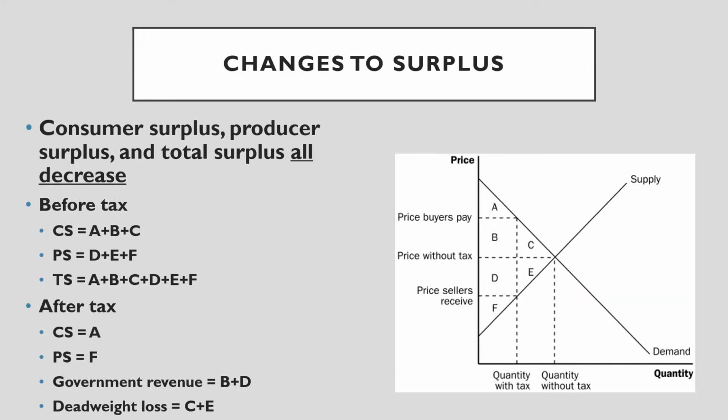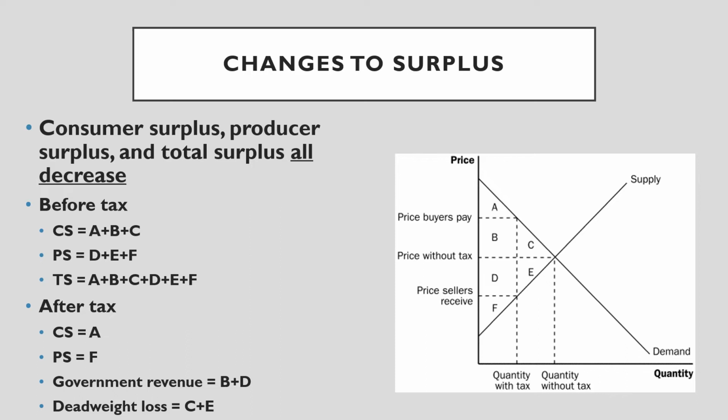All right, so let's look at it here on this model. We're going to notice how the surplus changes. Consumer, producer, and total surplus all decrease as a result of a tax. So before the tax, producer surplus was D, E, and F, consumer surplus was A, B, and C, and total surplus was all of them, A plus B plus C plus D plus E plus F, because we were producing the quantity without tax and the price without tax. That was the allocatively efficient quantity and price, because for all units marginal benefit equals marginal cost.